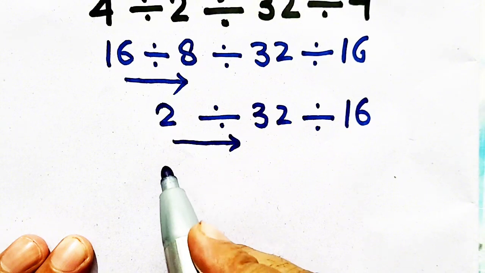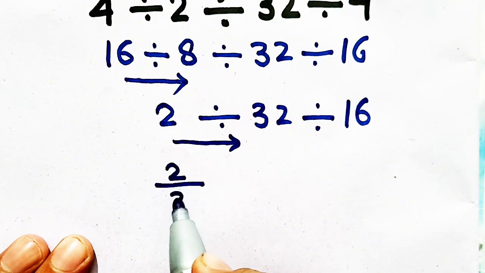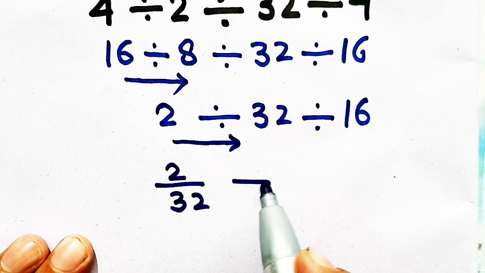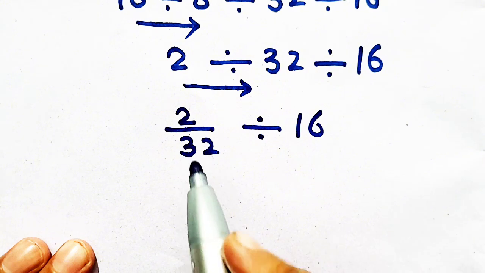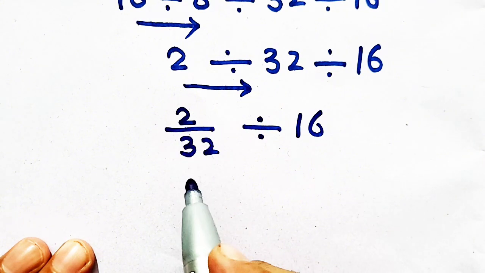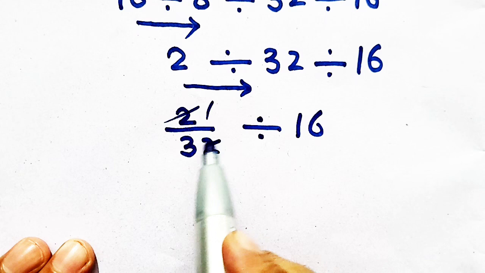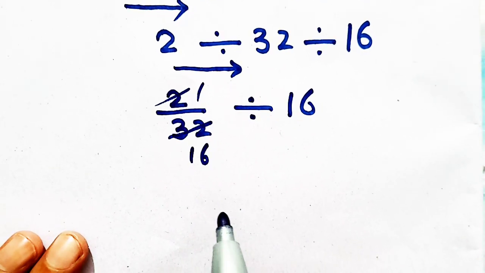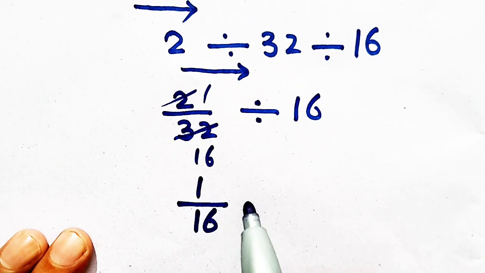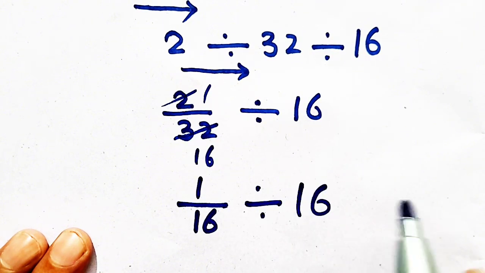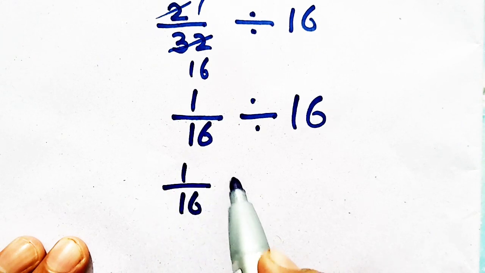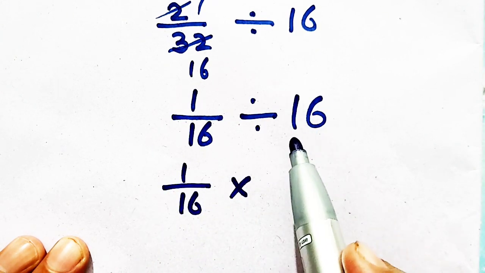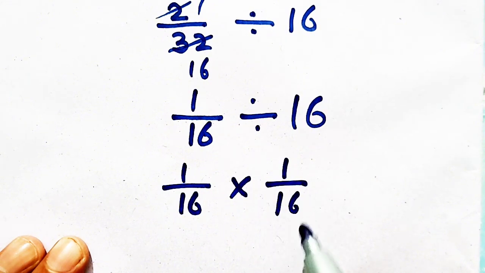We will get 2 divided by 32 and divided by this 16. Okay, now 2 divided by 32 can be written as 1 divided by 16. So it will be 1 by 16 divided by 16. So it will be 1 by 16 times 1 by 16, because we have to flip 16.